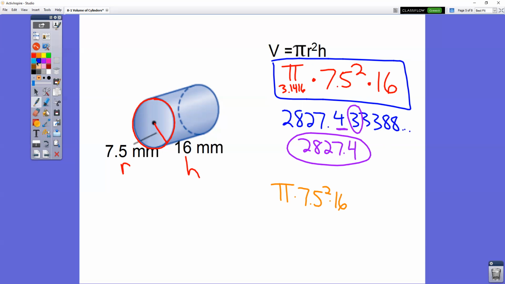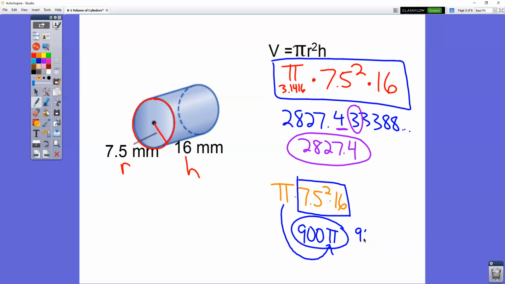If we were leaving it in terms of pi, we would still have pi times 7.5 squared times 16, except this time, what you're going to do is just type this part into the calculator, 7.5 squared times 16. You get 900. And then all that you're going to do is stick your pi symbol in at the end. So our final answer would be 900 pi.